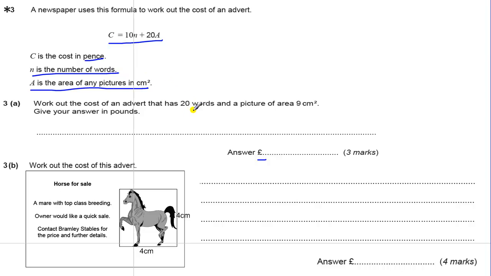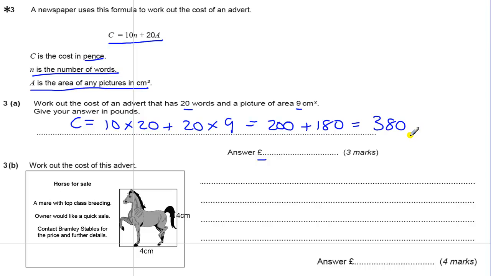So we've got an advert, 20 words, and an area of 9 centimetres squared. So we've just got to put those into our formula. So the cost is going to be 10 times 20, 10 times the number of words, plus 20 times the area, which is 9. Put that into the calculator, or we can work it out individually. You've got 200 plus 180, because 10 times 20 is 200, 20 times 9 is 180. Add those two together, we get 380 pence, and here's the extra mark for converting it, £3.80.